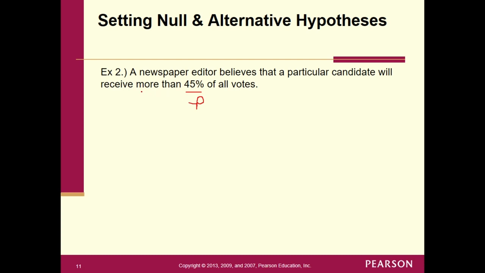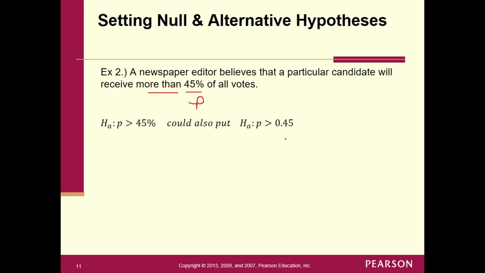And the editor, which is the researcher here, thinks that some particular candidate will get more than 45% of the votes. And so we're working with P, and it looks like a greater than sign, and what? 45%. So there is our alternative hypothesis. P is greater than 45%. Now you can also put P is greater than 0.45. So you can write it as a proportion or a percentage, either way.